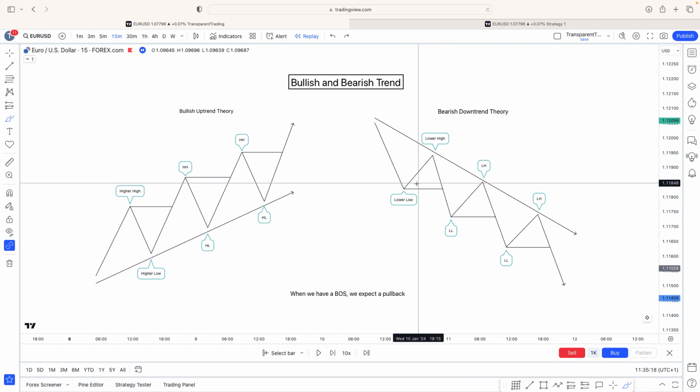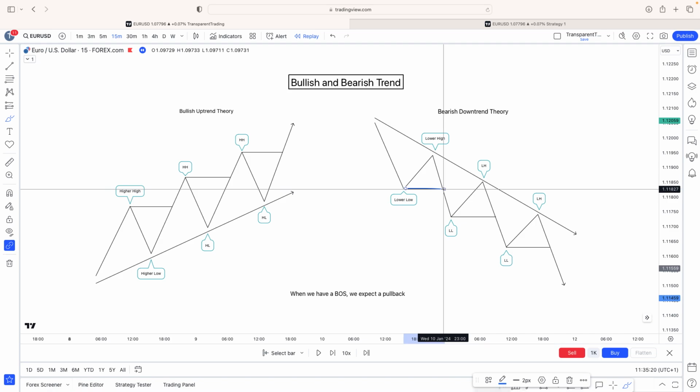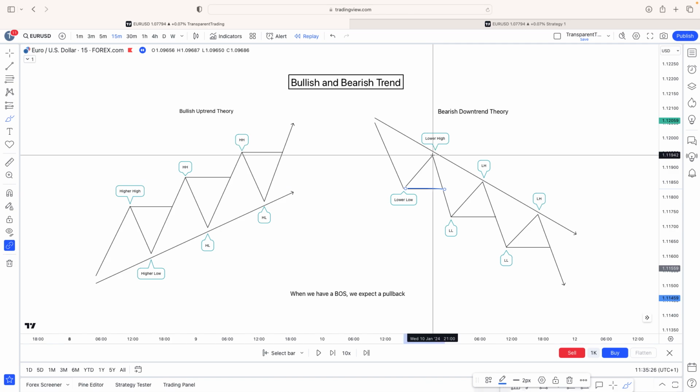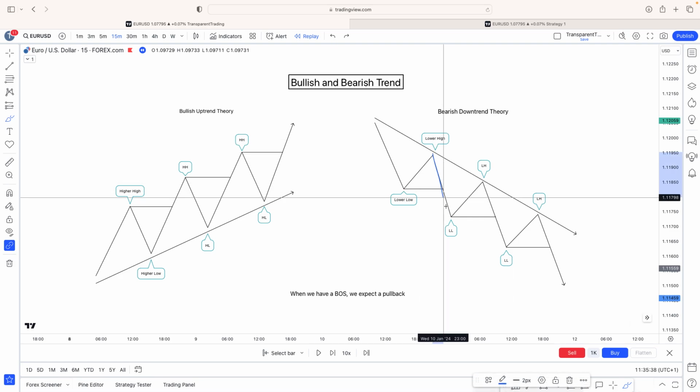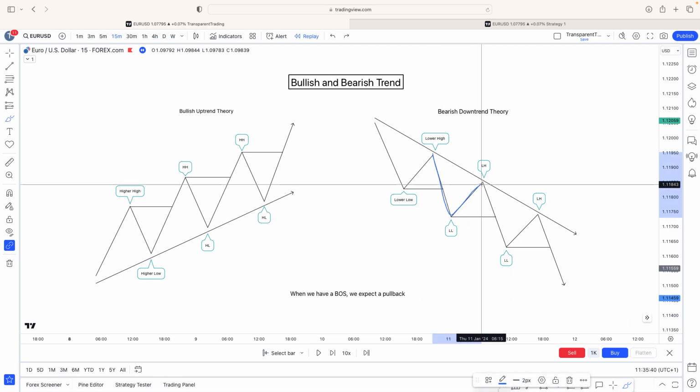Now, it is only at this point of the break of structure that we can look back and see where our lower high is, okay? We can then map on where our lower high is formed, which is this point here, because it's the highest point that caused the break of structure to the downside, okay? So price then breaks that structure to the downside and starts pulling back.